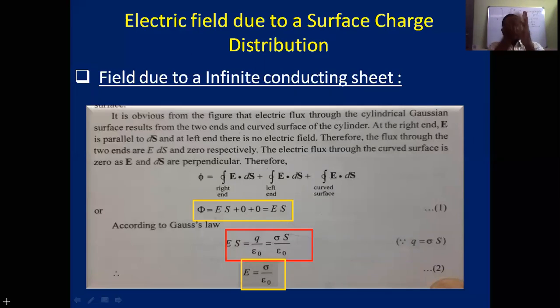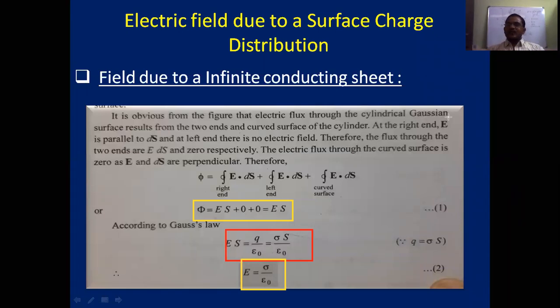Suppose if this infinite conducting sheet is negatively charged, then the lines of force will be normal to the sheet towards itself. Then the field strength at the nearest point, magnitude sigma by epsilon naught, the direction is perpendicular to the sheet towards the sheet. Sigma by epsilon naught into n cap. So that is how to understand.